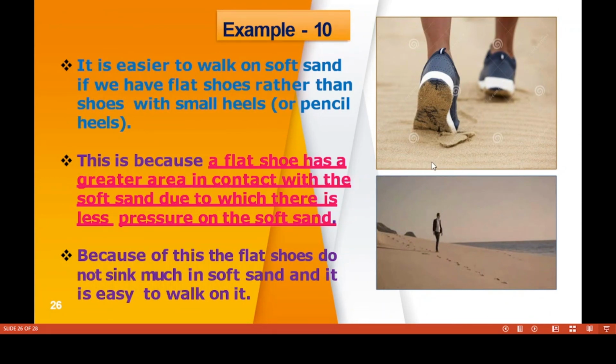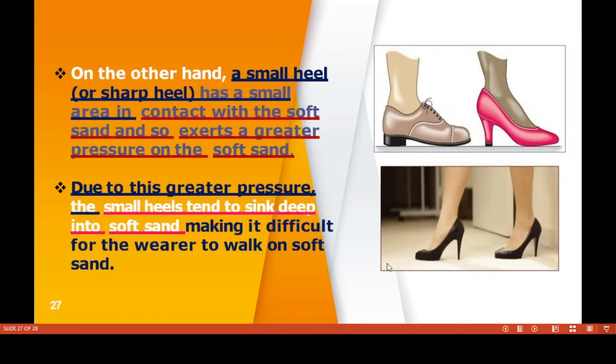It is easier to walk on soft sand if we have flat shoes rather than shoes with small heels. Yes, a flat shoe has a greater area in contact with the soft sand, so there is less pressure on the sand. Because of this, the flat shoe does not sink much in soft sand and it is easy to walk on it. But if we wear small heels, they have a small area of contact with the soft sand, and at that time they exert a greater pressure on the soft sand. Due to this greater pressure, the small heels tend to sink deep into soft sand.